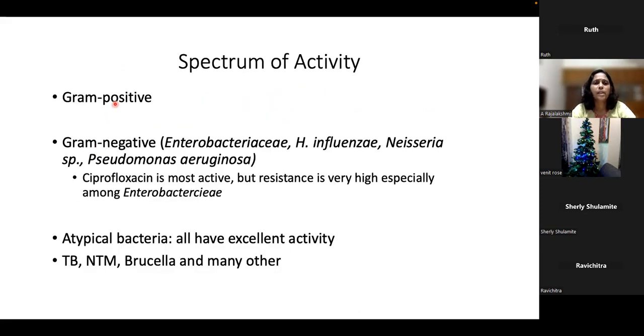Spectrum, it is mainly gram-positive, but has a good gram-negative cover. If it is susceptible, it is active against Pseudomonas, Enterobacteriaceae, H. flu, and Neisseria. The resistance is very high among gram-negative because of the beta-lactamases that are produced against these agents. It also has atypical bacteria cover, Levoflox against Legionella, and it's a backbone drug for tuberculosis, a second-line drug. It is also useful for NTM, Brucella, and many other infections.